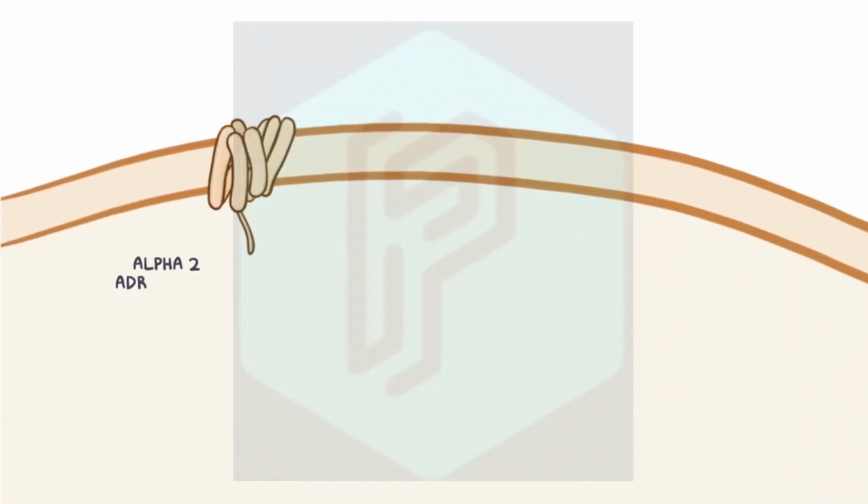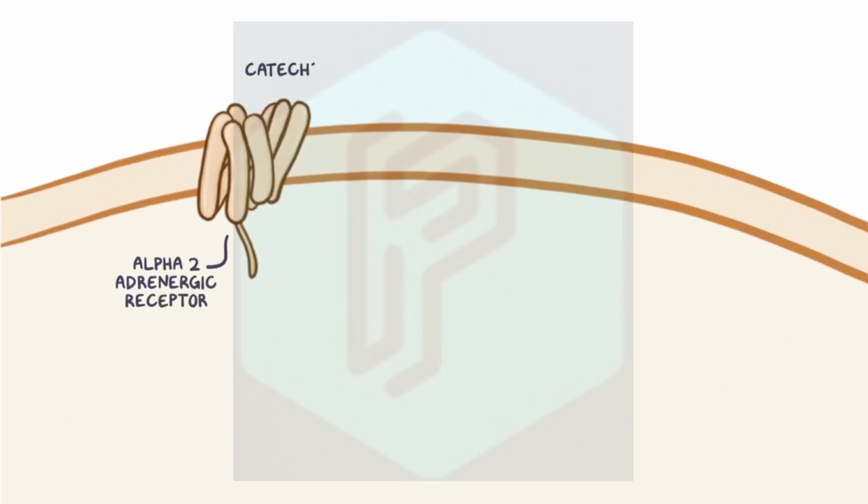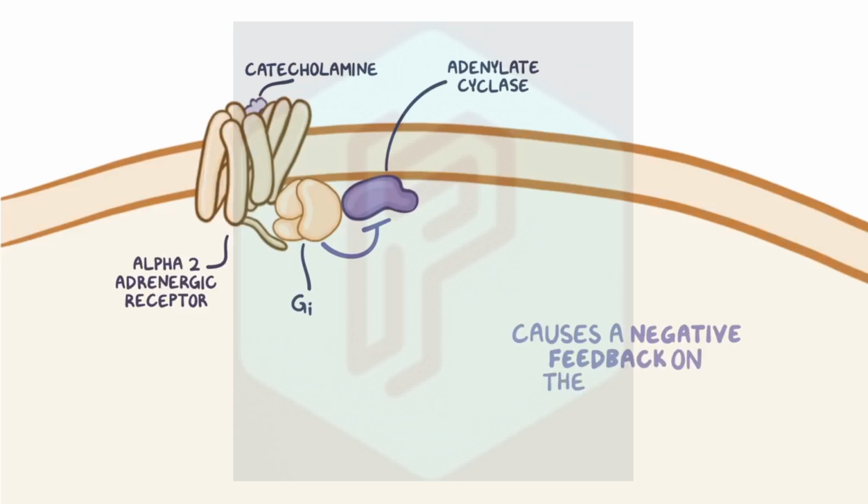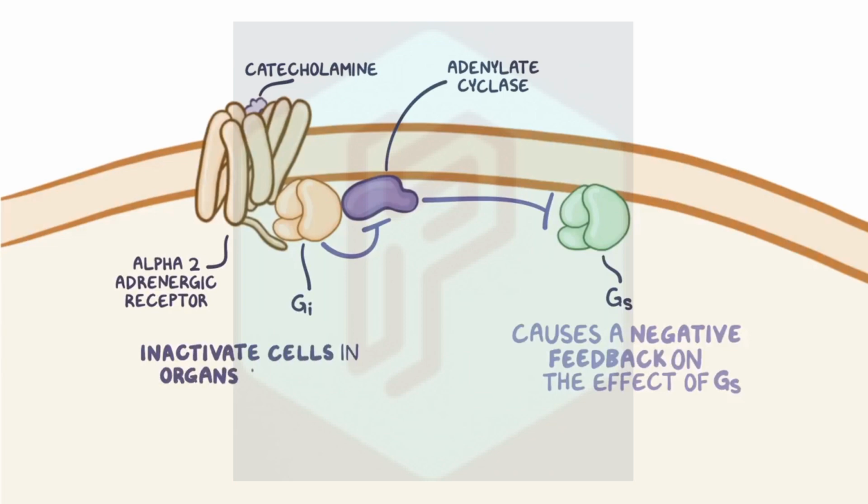Finally, when alpha-2 adrenergic receptors bind a catecholamine, the receptor changes its shape. But, in this case, the receptor is coupled to the protein GI, which is also bound to adenylate cyclase, but in this case, inhibits it. This causes a negative feedback on the effect of the protein GS. This is particularly important in helping to inactivate cells and organs that are less important during the fight or flight sympathetic response, like the gastrointestinal tract and the bladder.